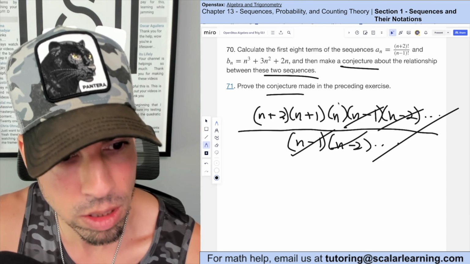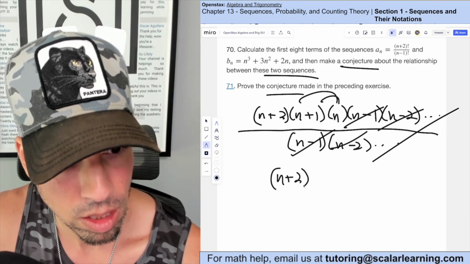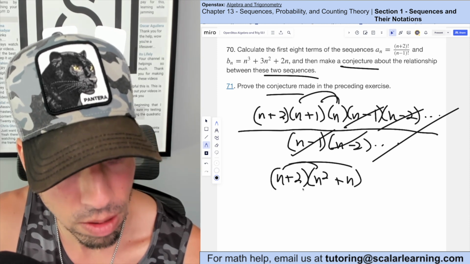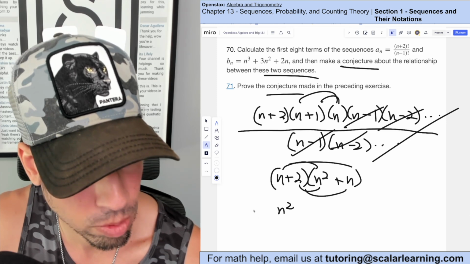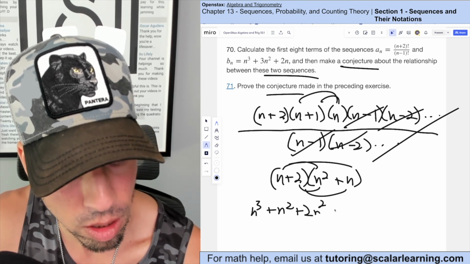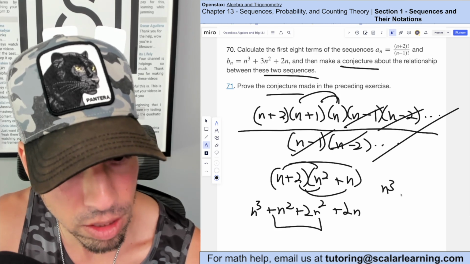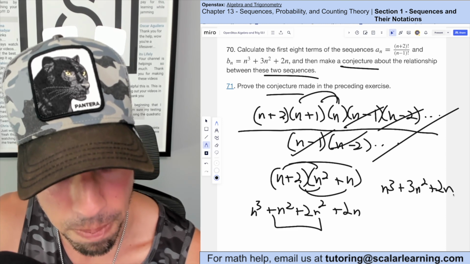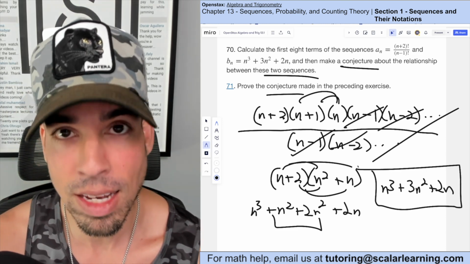Now, if we FOIL this out, let's first multiply the n in. We got n plus 2 times n squared plus n. And as we distribute and FOIL this out, we get n cubed first, plus n squared plus 2n squared plus 2n. And when we combine like terms, we end up with n cubed plus 3n squared plus 2n. So that's the proof of this conjecture. That's how you do it.